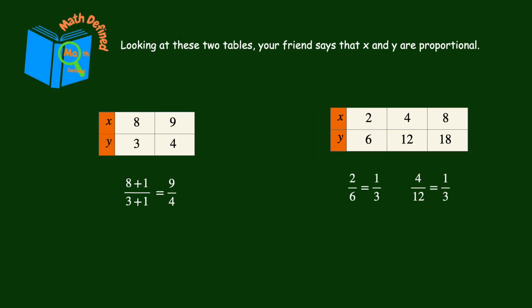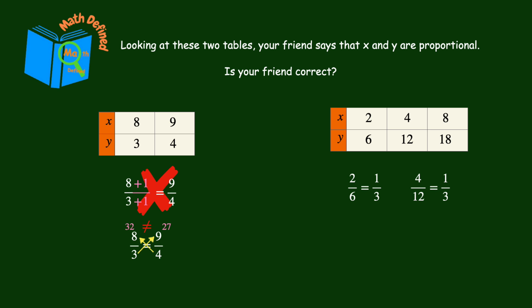Looking at these two tables, your friend says that x and y are proportional. Is your friend correct? Let's start with this first table on the left. Looking at the calculations, it seems that your friend used addition to find a pattern. And since 8 plus 1 is 9 and 3 plus 1 is 4, your friend thinks these two ratios are proportional. But let's check the ratios using cross products. 4 times 8 is 32, and then 3 times 9 is 27. Since 32 is not equal to 27, the ratios are not proportional.